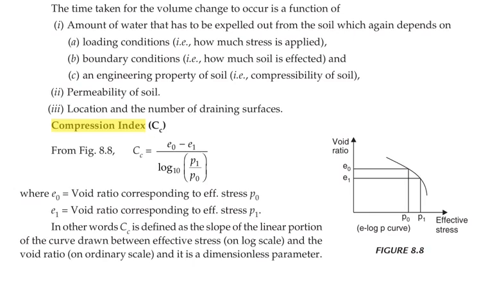Next we are going to see the compression index. The compression index CC is defined as the slope of the linear portion of the curve drawn between effective stress and the void ratio. It is a dimensionless parameter. The formula for compression index CC is equal to E0 minus E1 divided by log10 of P1 divided by P0, where E0 is the void ratio corresponding to the effective stress P0 and E1 is the void ratio corresponding to the effective stress P1.